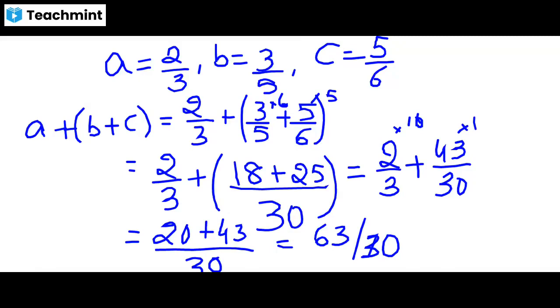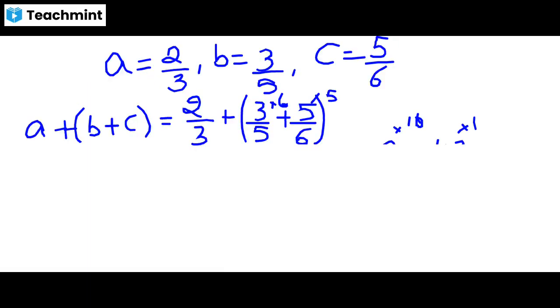LHS we got it as 63 by 30. Then we'll move on to finding RHS. So that is the RHS we have. A plus B you should add first, then that you should add to C. So what is A plus B we have?